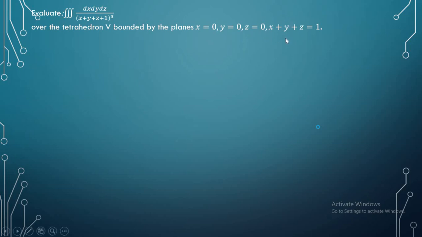So let us first draw this region. Let us consider this as our x-axis, say. Next the y-axis, and this is the z-axis. So x = 0, y = 0, and z = 0. We got the planes. Now x + y + z = 1.